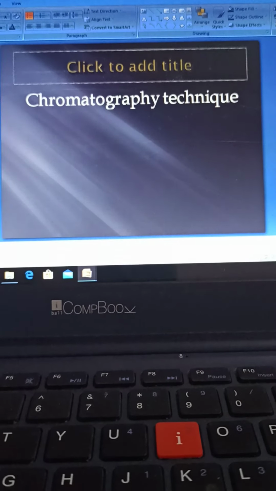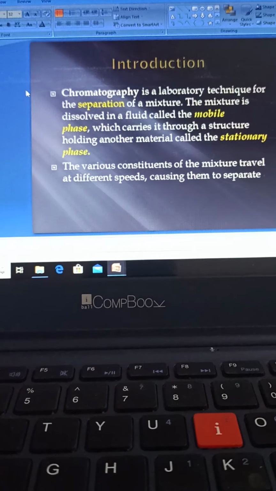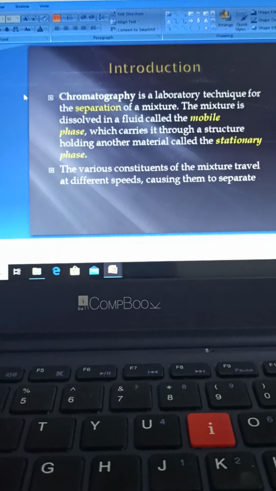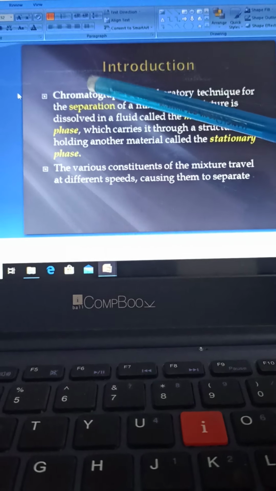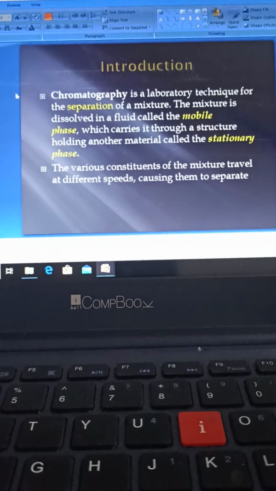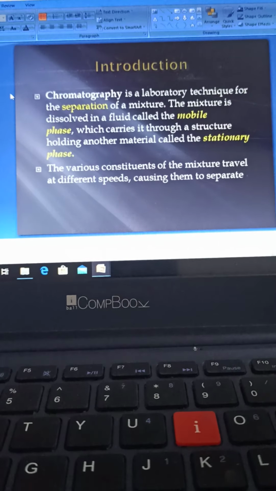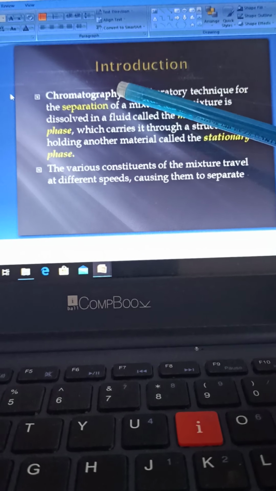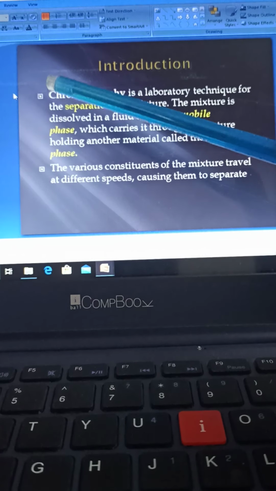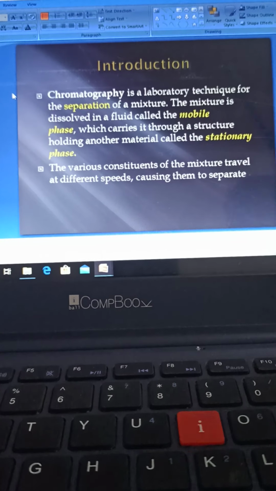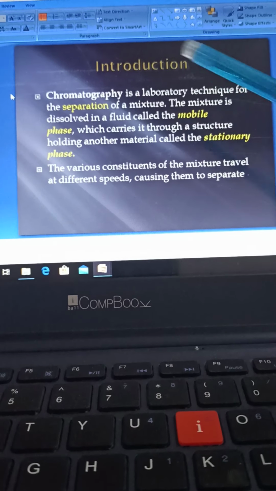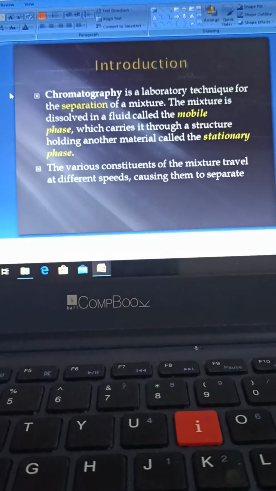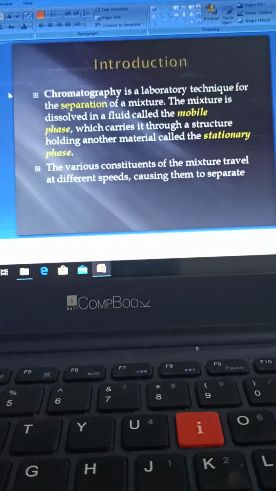Okay, let's begin. The introduction: first of all you need to understand the meaning of chroma. Chroma means color, graphy means a process. So understand, children, in this term only the meaning is given. Chroma means color, graphy means technique. Through the separation technique, we can separate the different color components present in a mixture, is known as chromatography, in simple words. Now it is a laboratory technique for separating a colored compound from mixtures or solute or from the solvent.